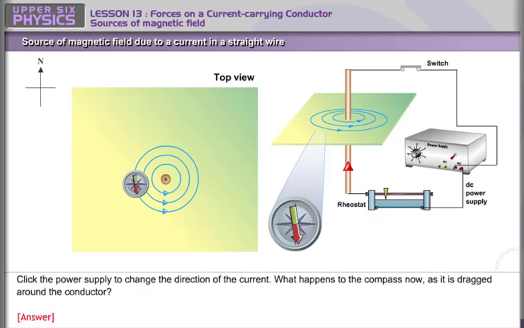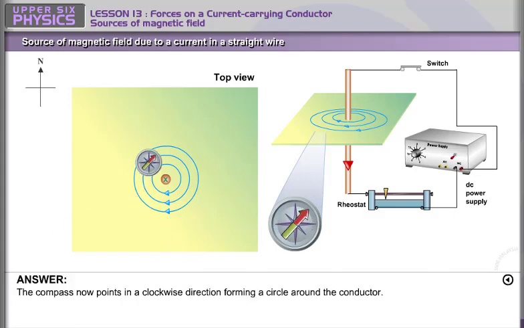Click the power supply to change the direction of the current. What happens to the compass now, as it is dragged around the conductor? Answer. The compass now points in a clockwise direction, forming a circle around the conductor.